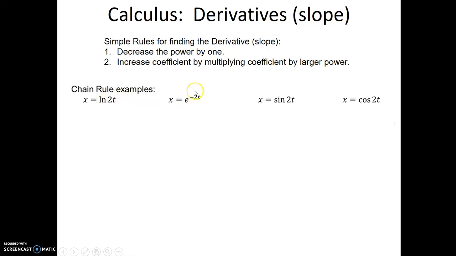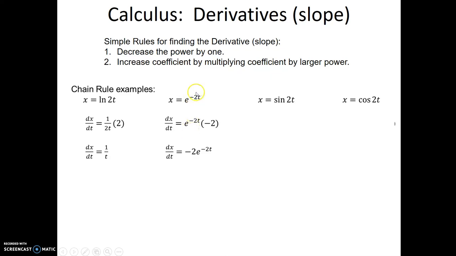Same thing here. I have to take the derivative of e to the negative 2t, but then I have to multiply it by the derivative of negative 2t. Same thing here and same thing here. Alright, so you can see the derivative of natural log of 2t is 1 over 2t, but then the derivative of 2t is 2. Multiply them and I get 1 over t.